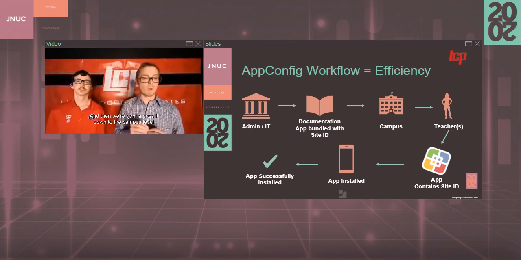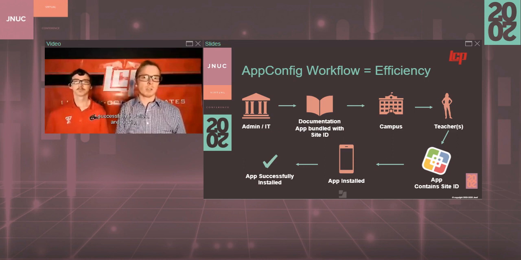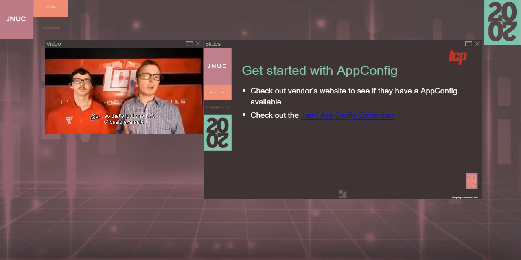And then we're going to pass that down to the campus level, go through the whole workflow again. And basically, when we end with the workflow, we have an app that has successfully installed. And luckily, we don't have tickets firing off wondering what the site ID is. So that's just one basic example of how you can use AppConfig in your organization.